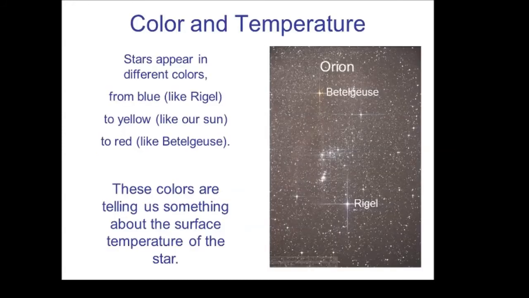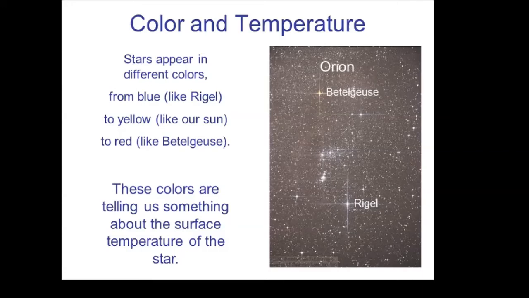So here's Orion. A lot of stars in Orion are very bright, and the two brightest stars in Orion are Betelgeuse and Rigel. Rigel's in the bottom right here, Betelgeuse is upper left here. Betelgeuse is a predominantly reddish-looking star, and Rigel is a predominantly blue-looking star. And now you know why.